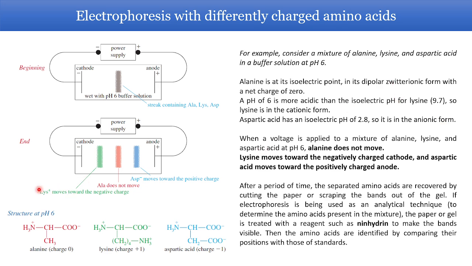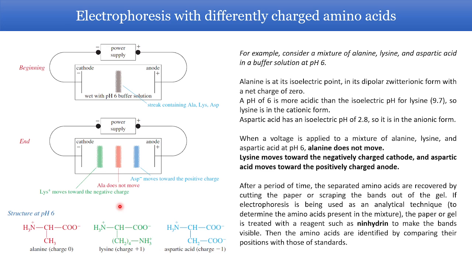Therefore, lysine will be positively charged, having an isoelectric pH of 9.7, whereas aspartic acid will be negatively charged, with an isoelectric pI of 3. So lysine moves towards the cathode, aspartic acid moves towards the anode, and alanine does not move. Now after a period of time, these separated amino acids can be recovered.